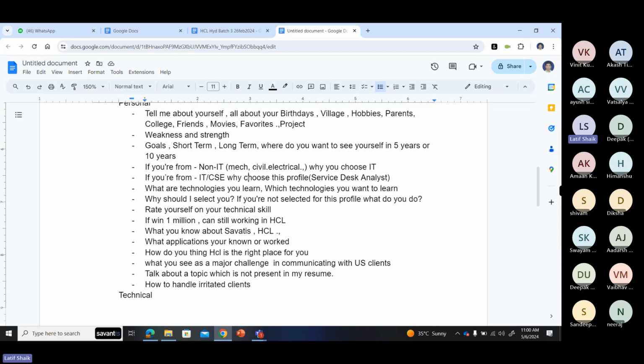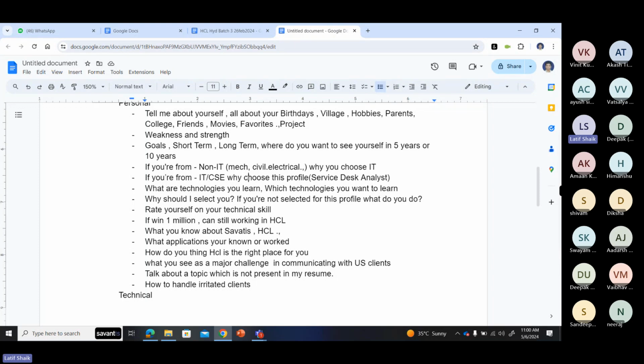Okay. Next, what are the technologies you learned before you joined this technical session? You may have learned different types of technologies. What technologies did you learn during the training? What level did you learn? And in future, what do you want to learn? What do you want to become an expert in?